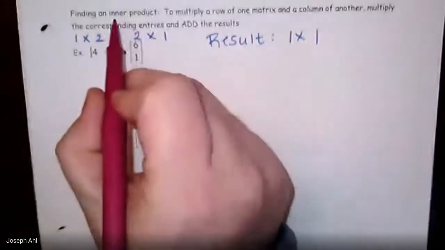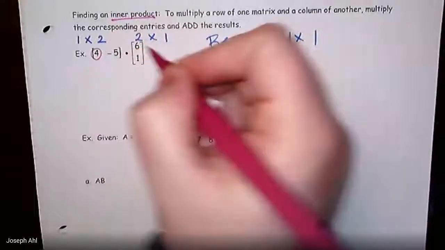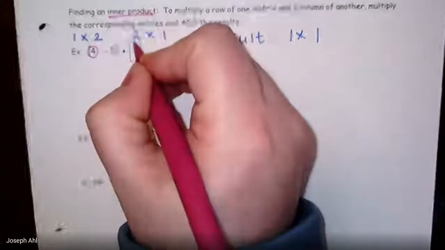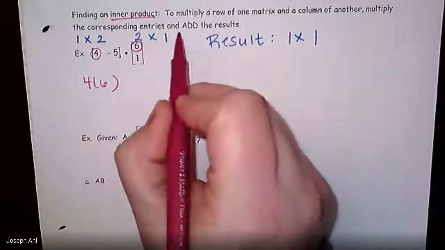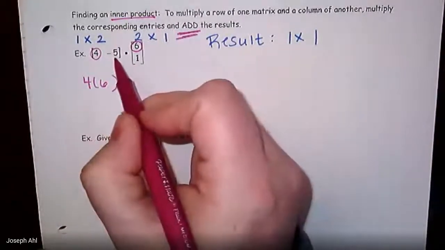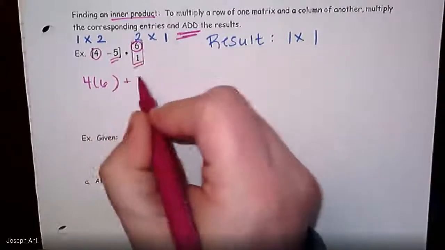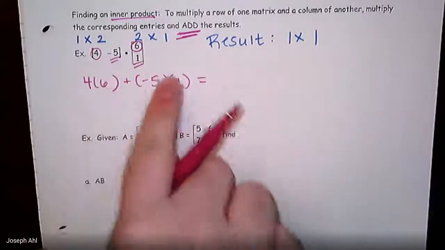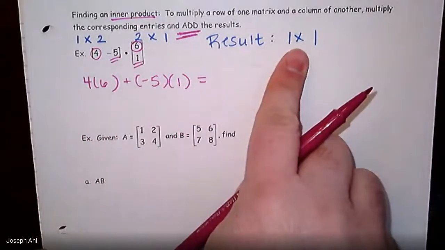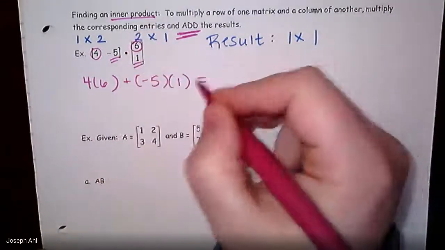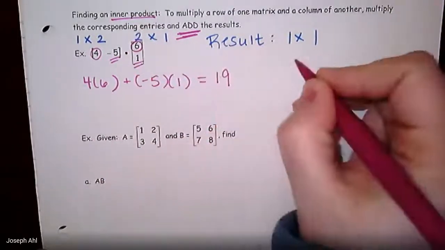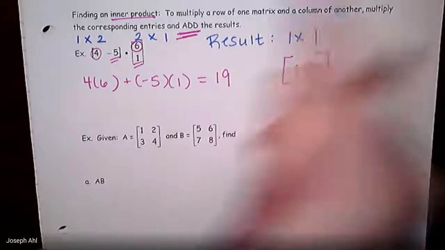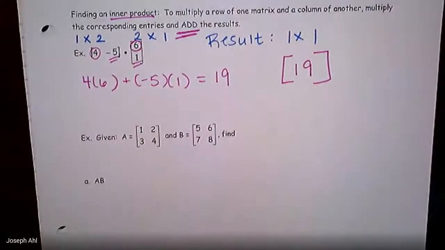Well, the inner product that we're talking about here is take the first element of this matrix in its row, multiply by the first element of this column, and then add to that the product of the other two terms. So plus -5 times 1. And that whole result right there is going to be the element that goes into this 1 by 1 matrix. So 4 times 6 is 24, plus -5 is 19. So the product of these two matrices is a single-termed matrix, one row, one column, with a 19 in it.